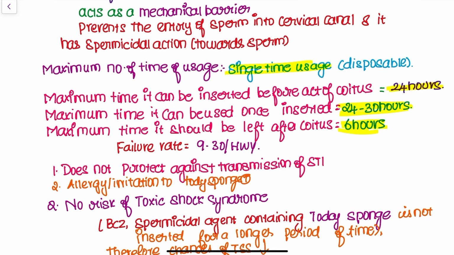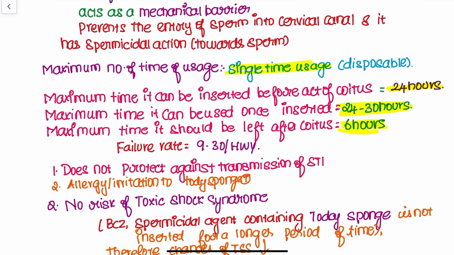Now the second important fact you have to remember is the maximum time before having the act of coitus she can insert this. That is 24 hours before the act of coitus. And what is the maximum time it should be left after the act of coitus? After having the act of coitus, it should be left inside the vaginal canal for about 6 hours. So only after 6 hours after the act of coitus, she has to remove this and dispose of it.